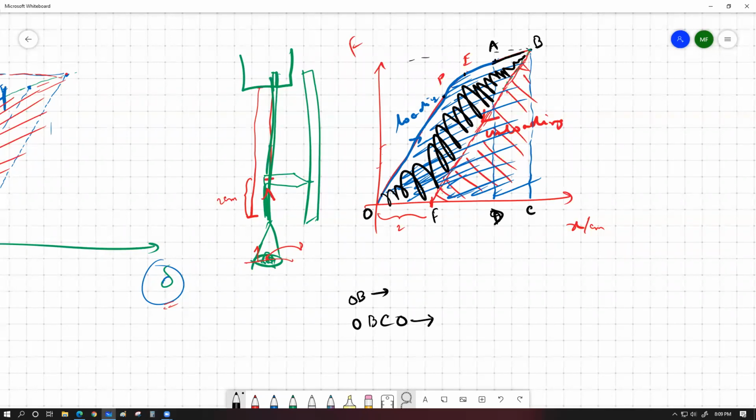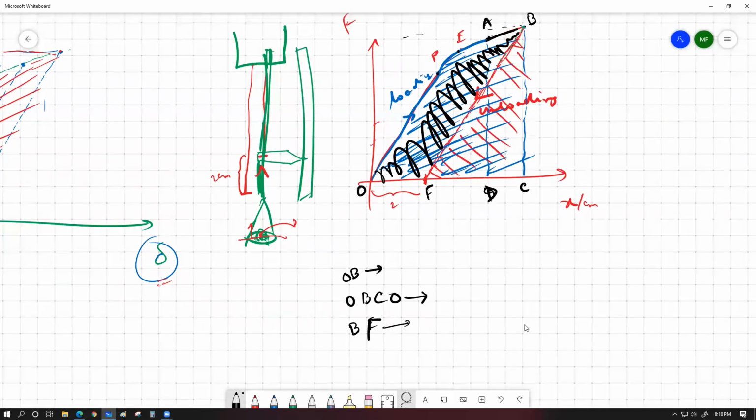Then if you decide to unload it from the point B, in that case BF is going to be our unloading curve. In this case it's going to be a straight line, but we're still defining it as a curve. It's supposed to be a straight line, but for some specimens it apparently gives a little bit of curve. I'm not getting into that detail right now because that's discussed in the properties of matter chapter. BF is your unloading curve, which is a straight line. The area under the unloading curve is basically the energy given out while unloading.